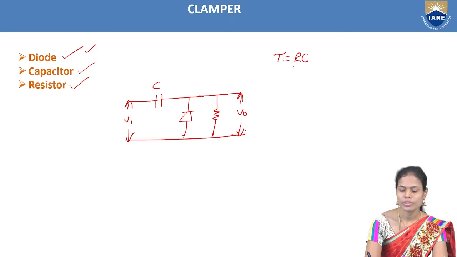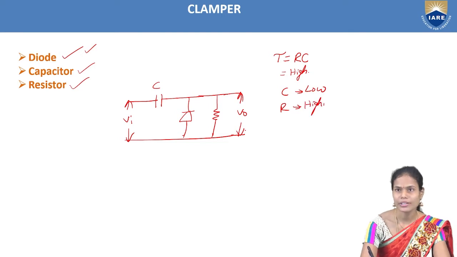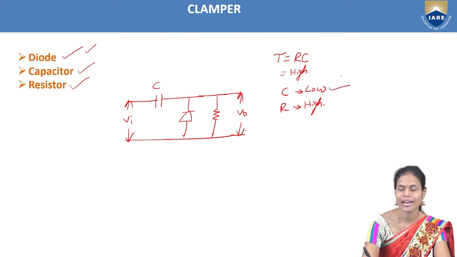Tau is equal to RC, and here we need to maintain the tau value as very high. How can we maintain tau as high? We have to take the C value as low and the R value as very high. Why C low and R high? If the capacitance value is very small, it will take less time to charge, so we take the C value as low. And we maintain the resistance value as high because the capacitor discharges through this resistor, so if the resistance is very high, the discharging time will be very high.